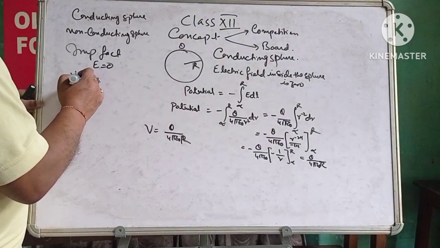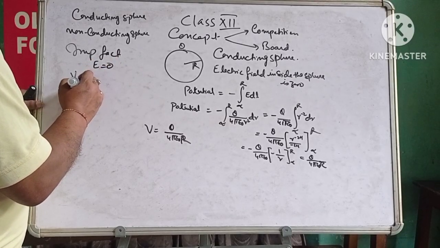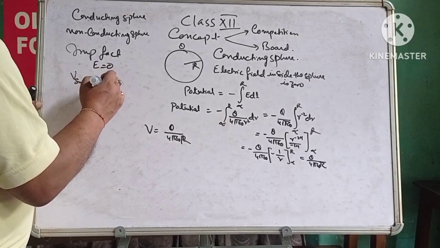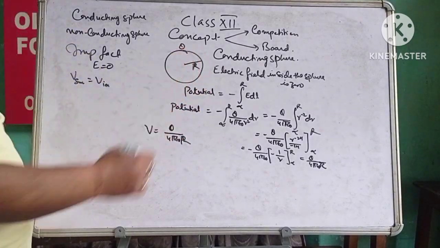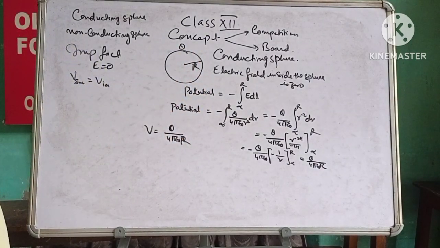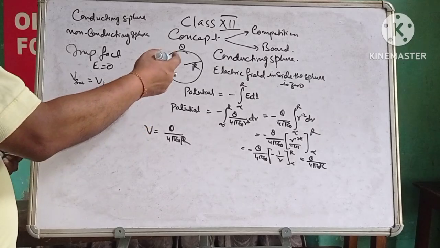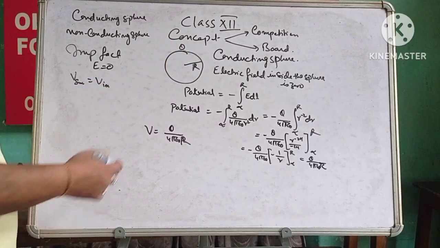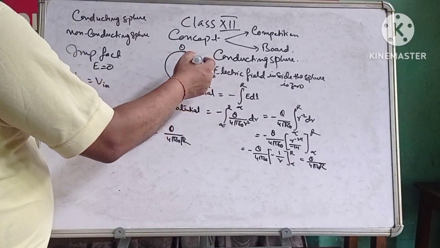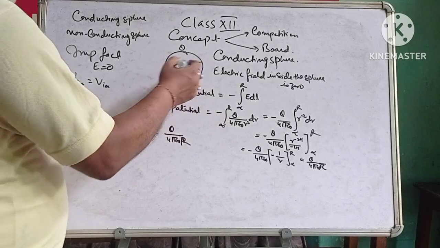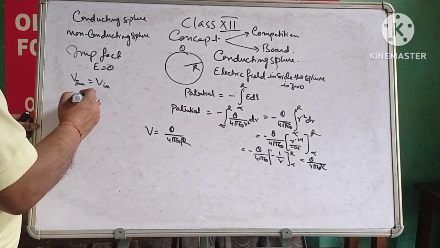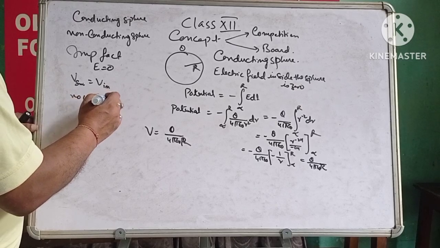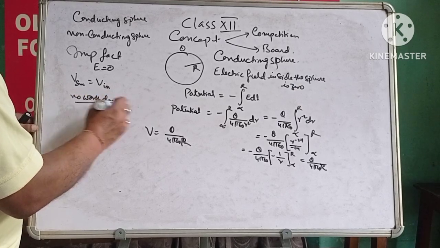But your potential on the surface and potential inside the sphere is the same. That means it is an equipotential surface. Potential is the same. So no work is done when we move the charge from the surface to inside the sphere. If we move the charge, there is no work done.